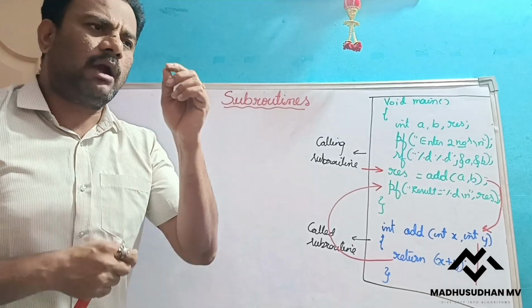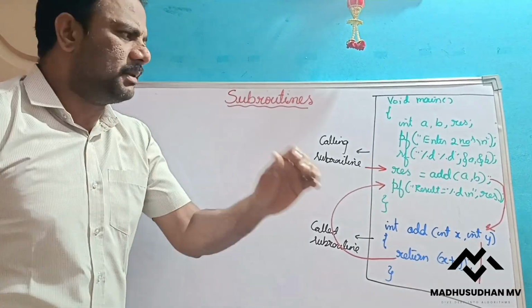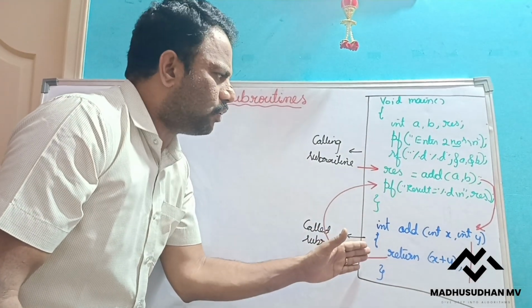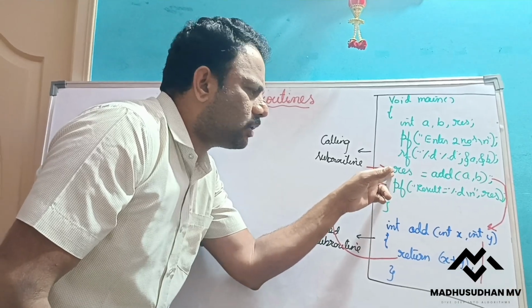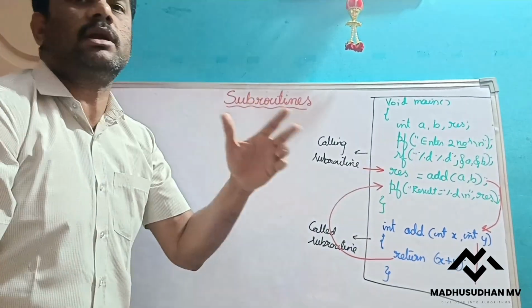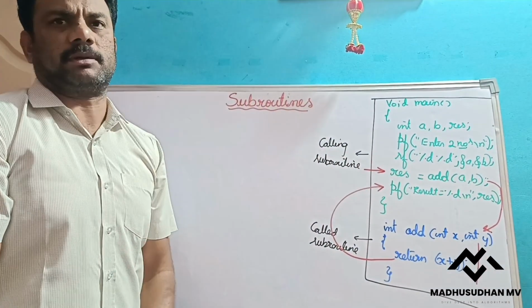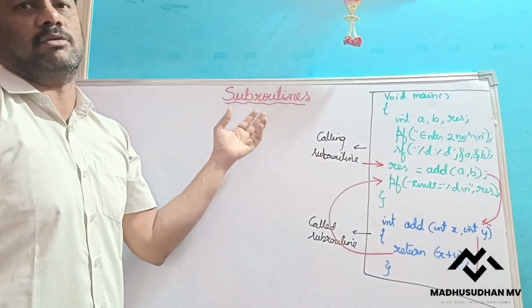How will our system come to know that I have to continue from this point? Similarly, how will the processor come to know that I have to continue from this statement till it is over? From here I have to continue. How will it come to know? That is the concept that we are going to discuss in different subroutines.